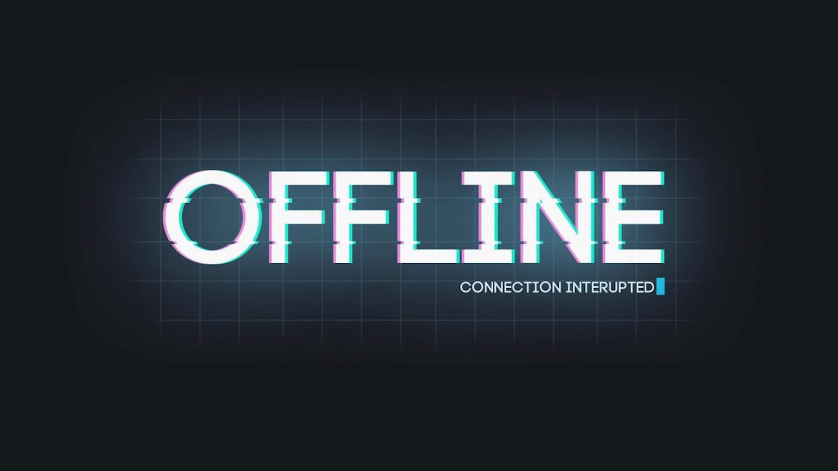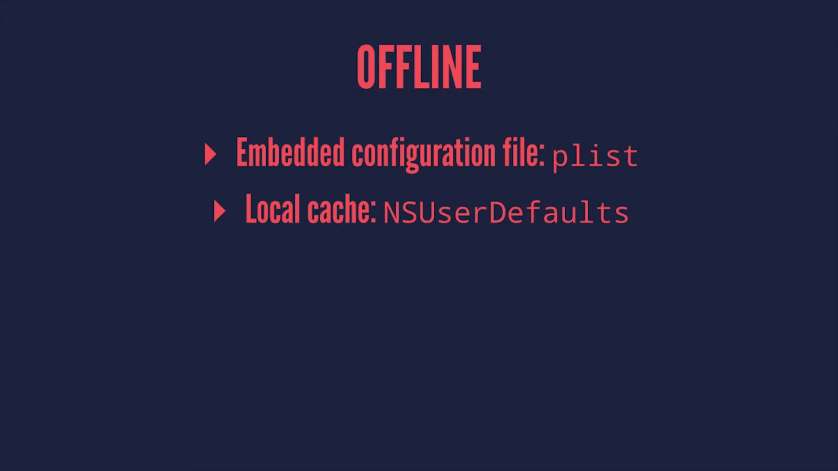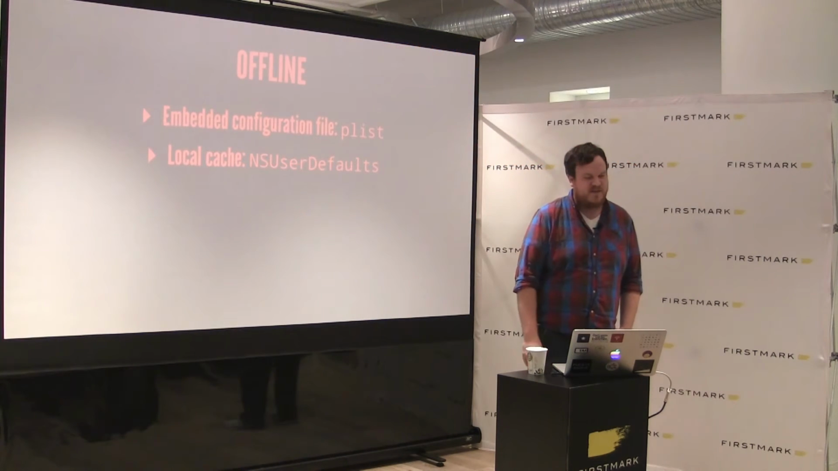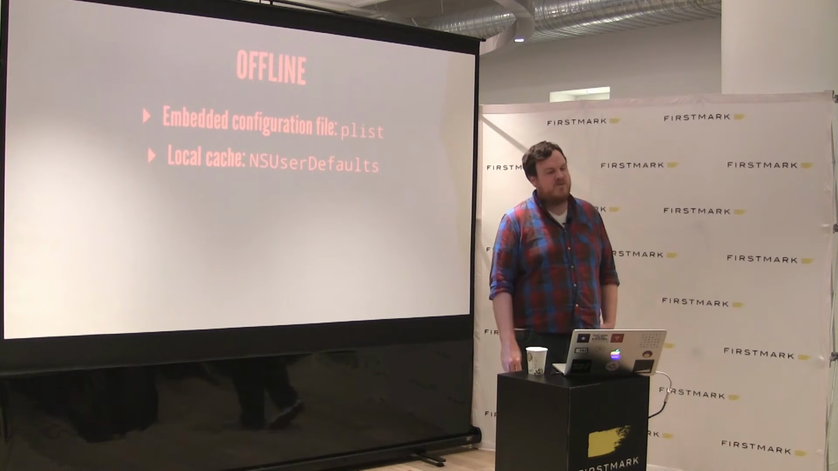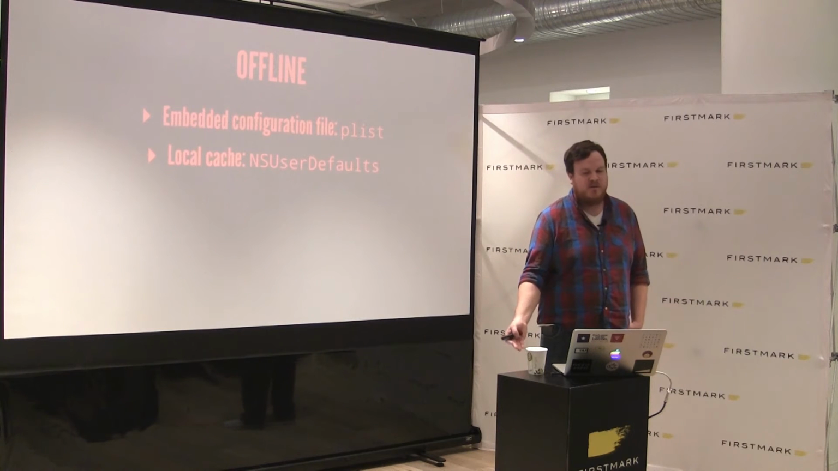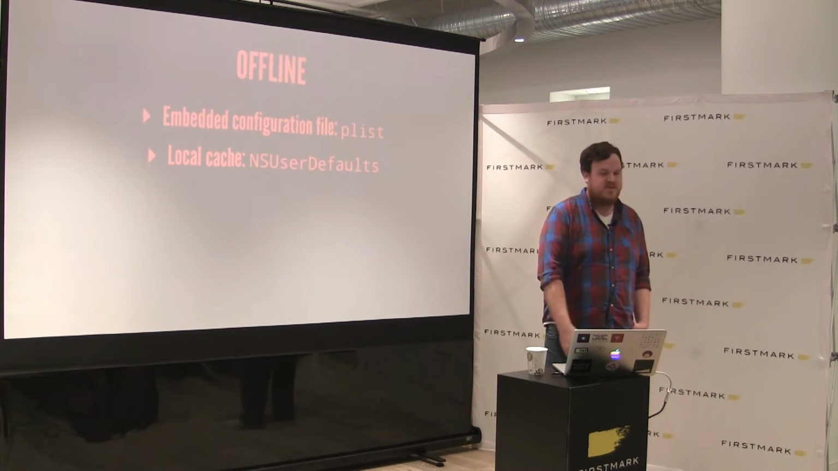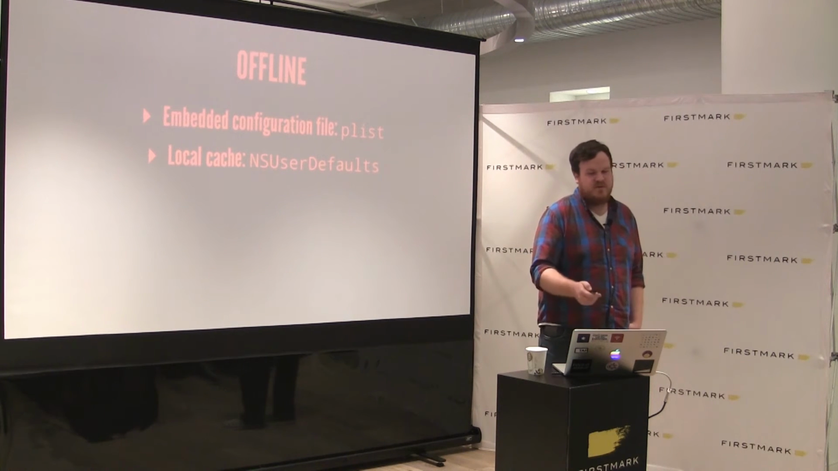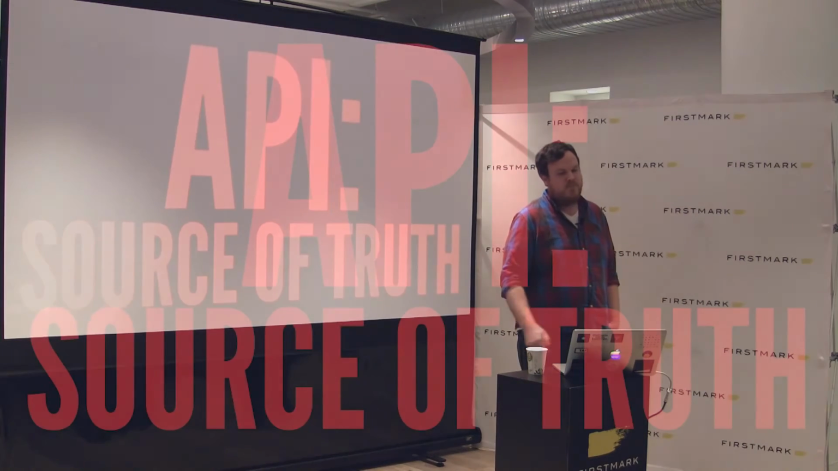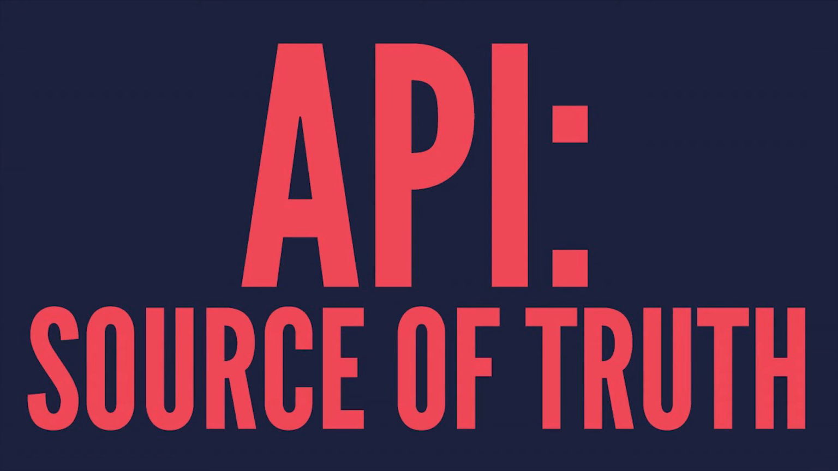So what happens if you're offline? We've all been on a bad connection, whether on the subway or in the back of a grocery store. So what happens then? The first time an app is launched, we use an embedded configuration file. In iOS, this is a plist or property list, which is just a form of serialized data. Later, after we have downloaded the theme from the API, we'll cache that data using NSUserDefaults, and we'll use that in subsequent sessions. But the API is always our source of truth and supplants anything we had before.